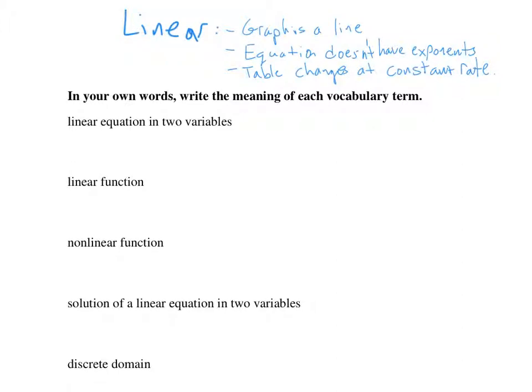Okay, so a few little vocabulary things here. A linear equation in 2 variables, well, it's a linear equation if we have no exponents and we're just multiplying plain old x to the first power. We just don't write that first power. It doesn't have any exponents or square roots or anything like that. A linear function is a function whose graph is a line.